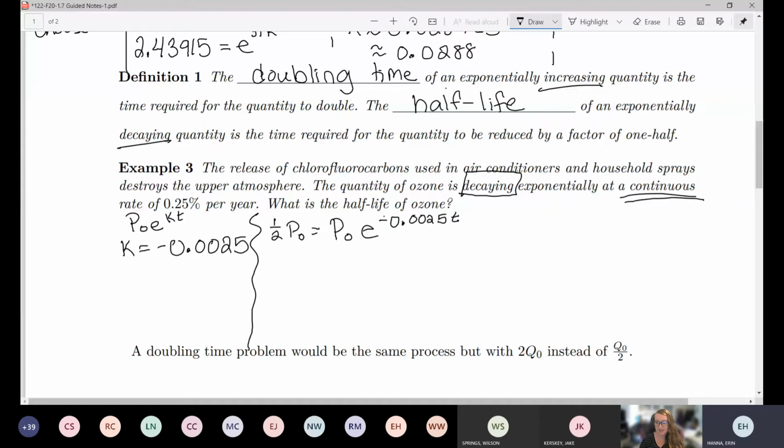And the reason we can do this is because we want to solve for t. We want the time. Well, if we want to solve for t, then we have to use our process of solving equations using logarithms. So we've got to isolate the exponential. The first thing we have to do is divide both sides by P0. So the reason we don't care about what P0 is is because in the first step of solving, the P0s all go away. They all cancel out. We're just left with 1/2 equals e to the negative 0.0025t. So this is why we don't care what the initial condition is for half-life or doubling time questions.